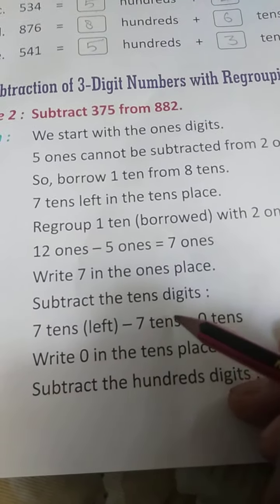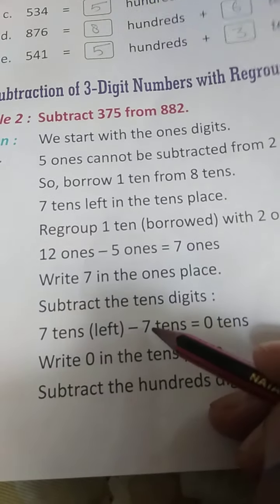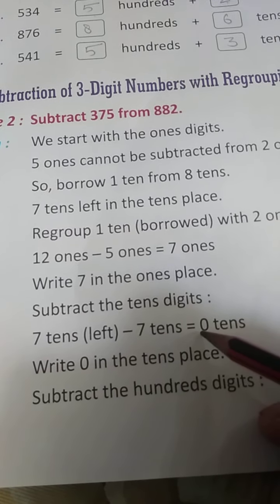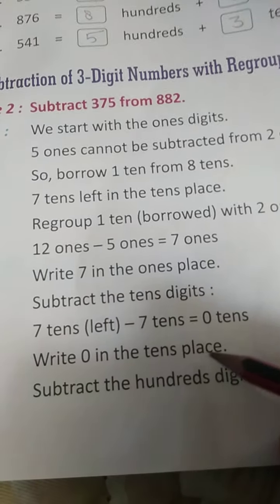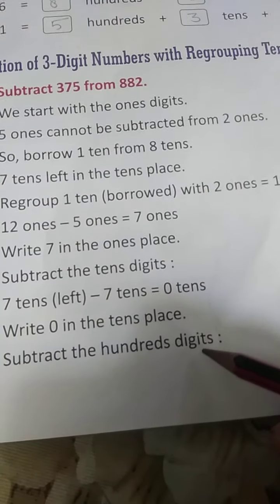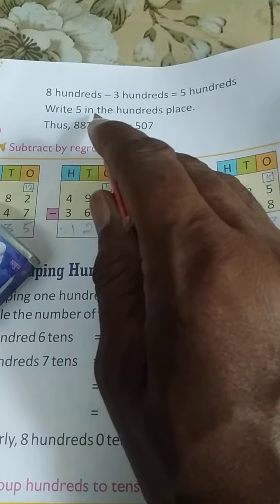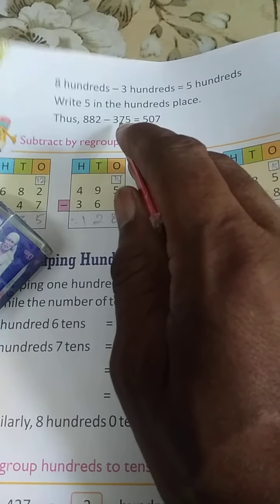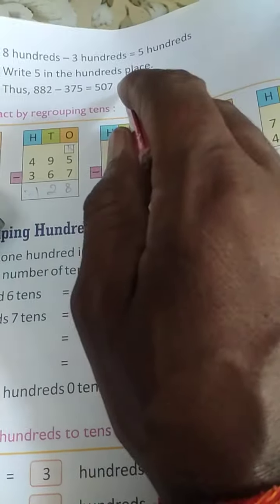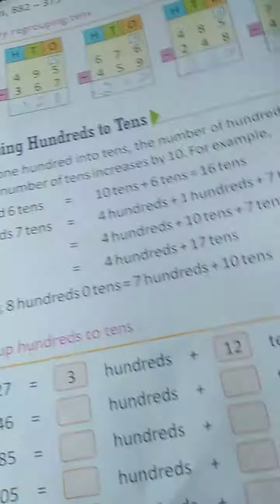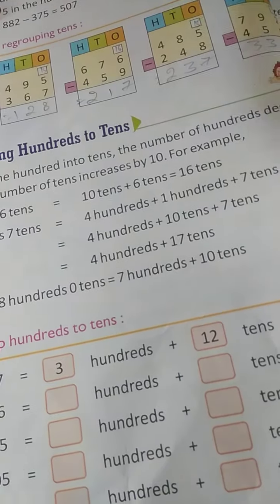Subtract the tens digit. 7 tens left minus 7 tens becomes 0. Write 0 in the tens place. Subtract the hundreds digits. 8 hundreds minus 3 hundreds remains 500. Write 5 in the hundreds place. Thus 882 minus 375 becomes 507. Like this, subtract by regrouping tens.